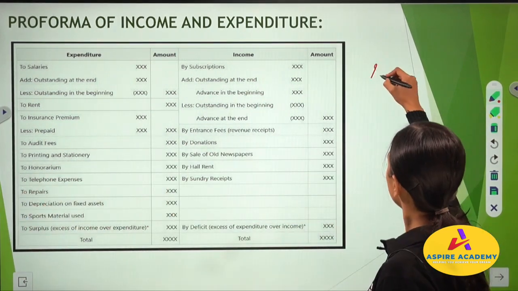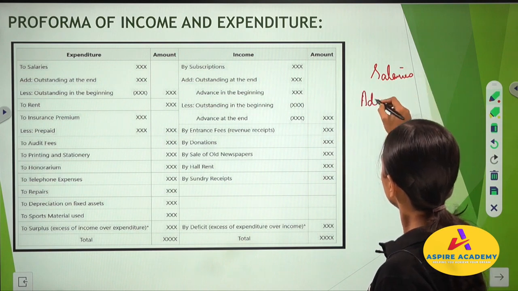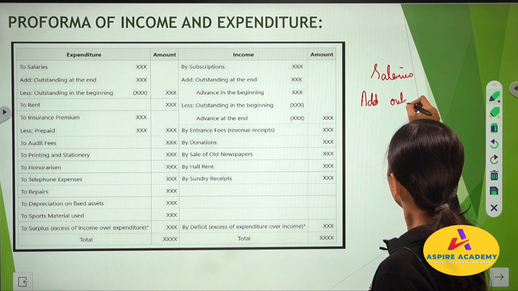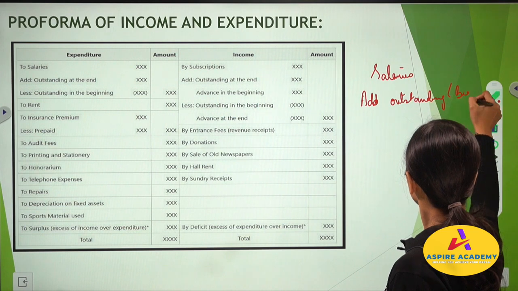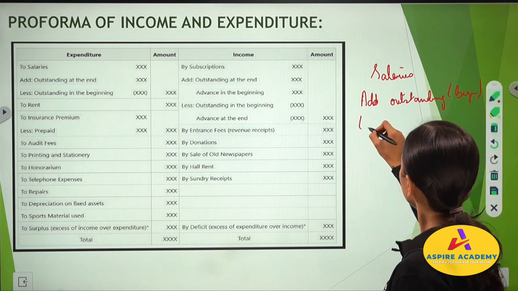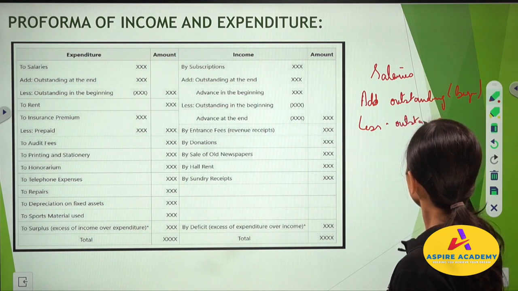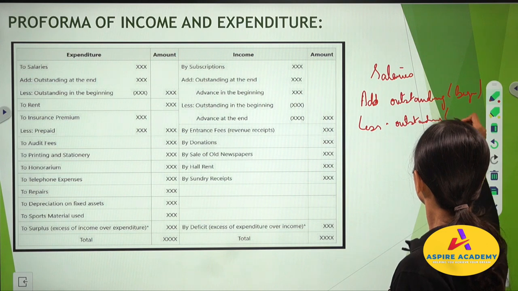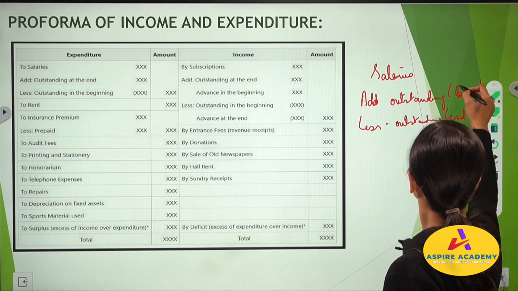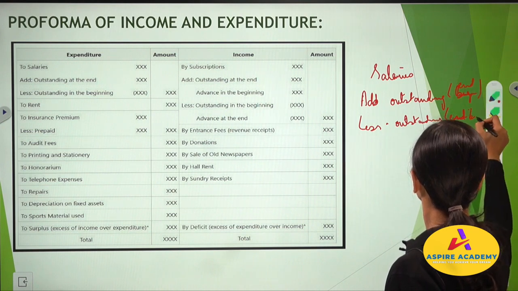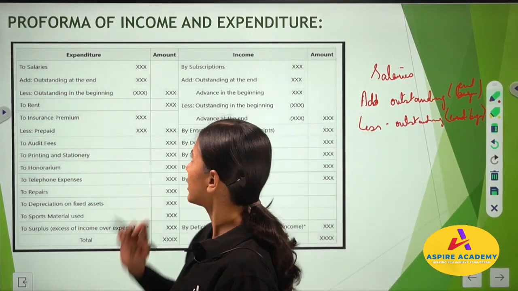So if there is a salary, we will add the outstanding at the end and subtract the outstanding in the beginning. The outstanding at the end will be added and the outstanding in the beginning will be subtracted.